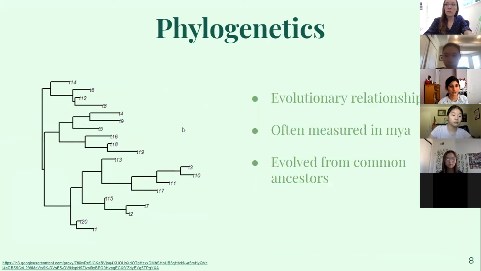A phylogenetic tree is a diagram that represents evolutionary relationships among organisms. They are often measured in millions of years ago. The pattern of branching in a phylogenetic tree reflects how species or other groups evolved from a series of common ancestors. For example, if you look at the joint in the tree, it shows the last common ancestor that these two species evolved from.